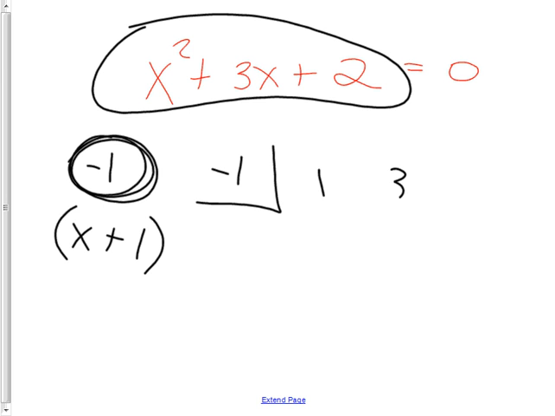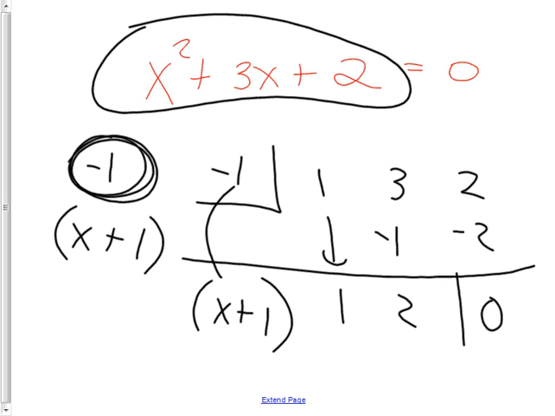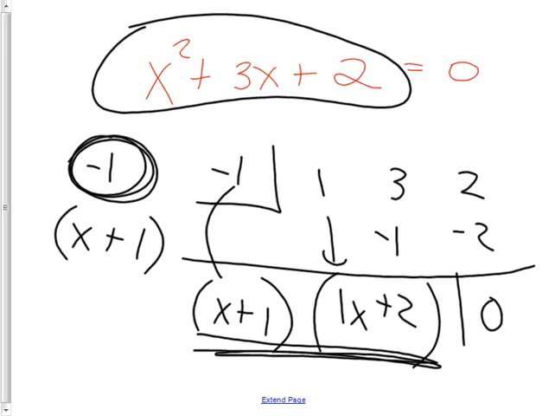1, 3, 2. Right? Drop this down, multiply it, add them, multiply it, add them. Hey, it worked. When you're done, this thing comes down and I have x plus 1, and this turns into an x plus 2, so x plus 1 and x plus 2. There it is. See? Now that would be an incredibly hard way to teach people factoring, but it would work.